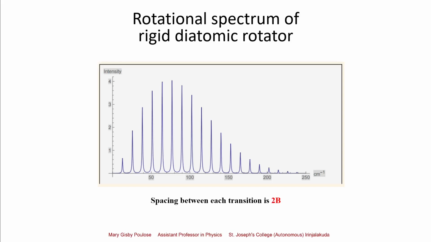And by calculating B, we get the value of I from it, since B is inversely proportional to I by the relation h divided by 8 pi square Ic. If we get B, we can calculate the value of I, and from the value of I, we can calculate the value of the reduced mass. In other ways, if the mass of the molecule is known, by calculating the value of B from the spectrum, we can calculate the value of r, that is, the bond length of the diatomic molecule.